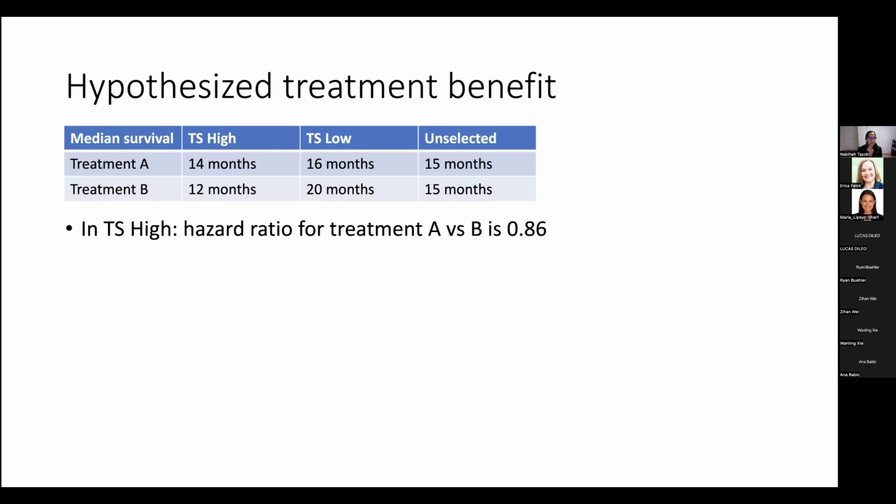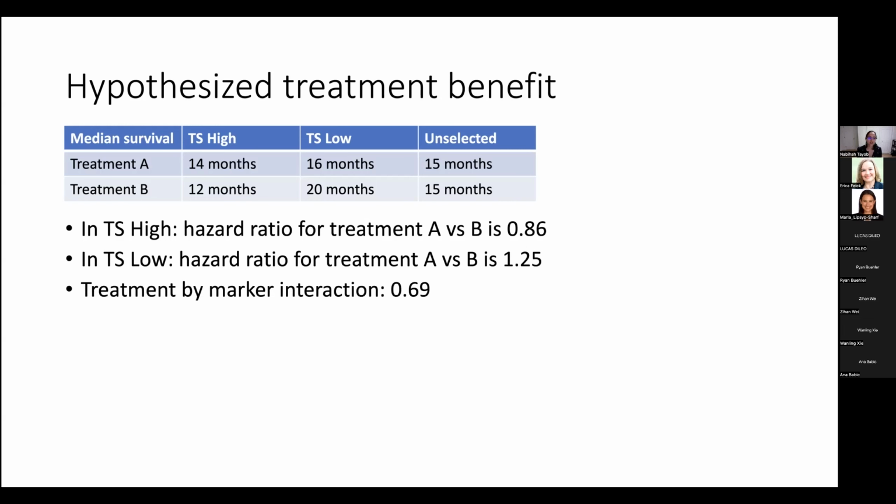So in the TS high patients, the hazard ratio for A versus B is 0.6. In the TS low group, the hazard ratio for treatment A versus B is 1.25. And so the hazard ratio for the treatment by biomarker interaction is 0.69.